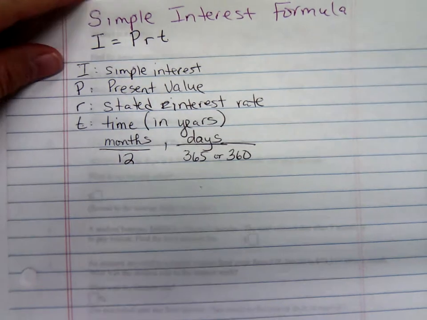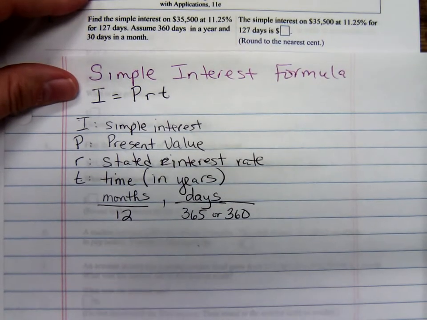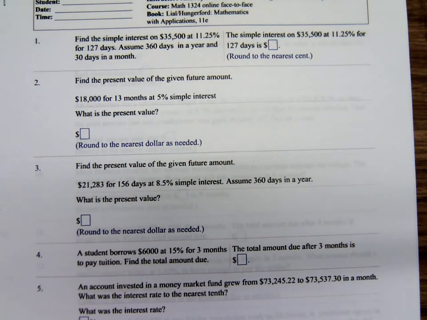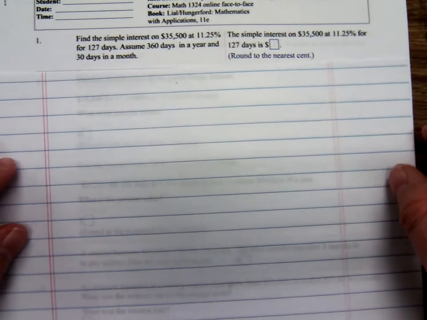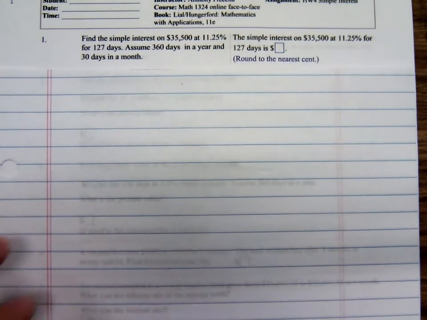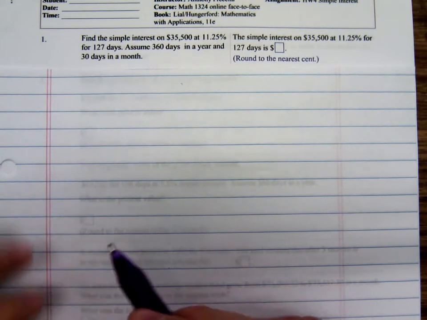Okay? So, number 1. Find the simple interest on $35,500 at 11.25% for 127 days. And then it says, assume 360 days in a year. So this one's telling you assume 360.